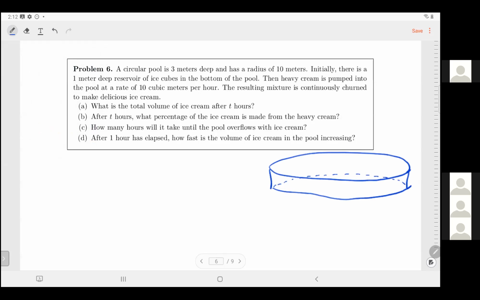And I'm told that it has a radius of 3 meters and a height of, or a depth of, sorry, I got that backwards. Radius is 10, height is 3. It's 10, this is 3. Cool. Initially, there's a 1 meter deep reservoir of ice cubes in here that I could sketch in like so.